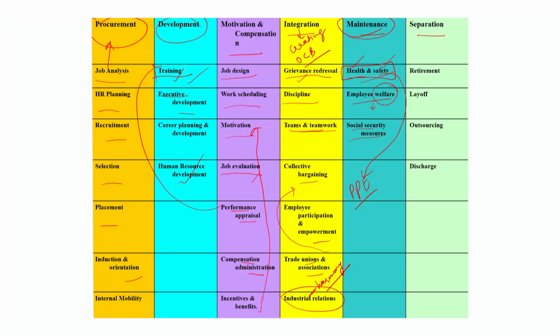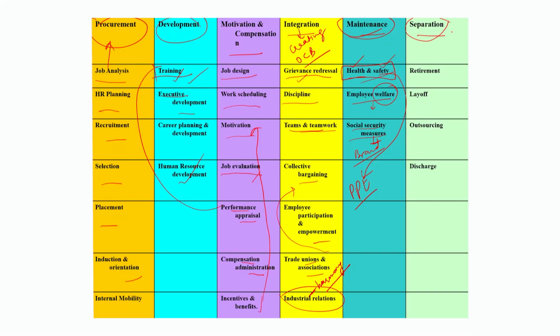So all welfare measures are to be done for the employee, and social security measures, so that medical benefits, schooling for the children, housing facilities, and post-retirement benefits are given to employees so that he feels connected with the organization. And thus, the organization also builds its brand. And the last sub-part of the various activities is separation.